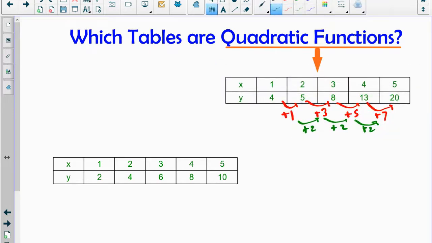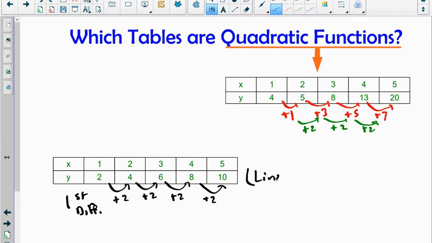Now in our second example, let's look at what we have here. Find the differences in each of the y values. Our x values are going up by 1, so we're okay there. All right, so 4 minus 2 is positive 2. 6 minus 4 is positive 2. 8 minus 6 is positive 2. And 10 minus 8 is positive 2. Since we have first differences that are common, this is going to actually be a linear function.